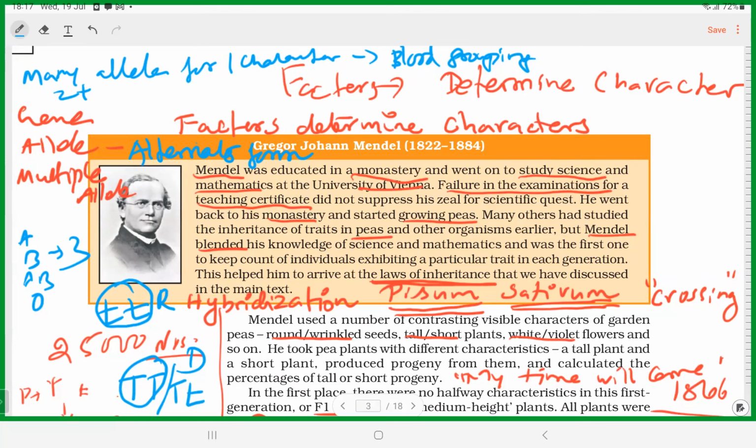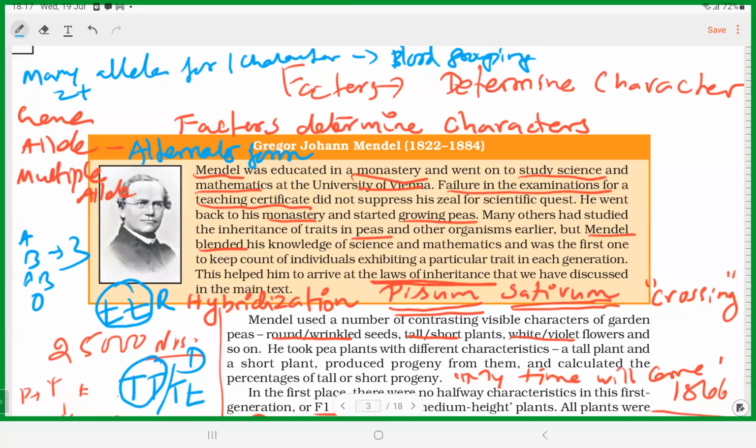Who rediscovered Mendel's work? Hugo de Vries, Dutch person. Karl Correns. Erich von Tschermak, Austria. Mendel also from Austria. Okay, an Austrian monk. Austria is a little country. Austrian monk. Can you understand? So all these people. Okay, this is what we see.